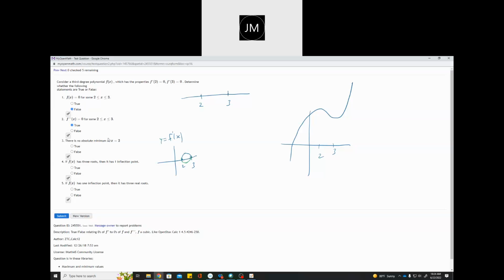Okay, there is no absolute minimum at x equals 2. There we have to be careful. At x equals 2, I could have a relative minimum, right? I could, if the function, get my pen back real quick. If the function were to go down and come up and go down, I could have a minimum at x equals 2. Okay, but it is a third degree polynomial. So I know that at the extremes, one extreme is going off to infinity and the other one's going off to negative infinity. So a third degree polynomial does not have any absolute maximum or minimum. So false.